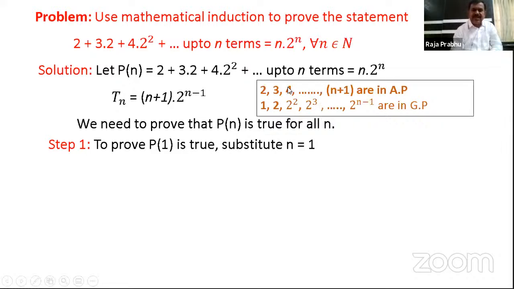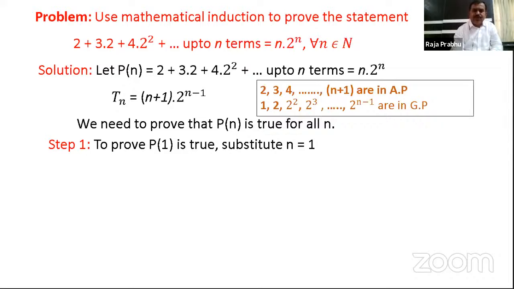Therefore, now the nth term of the series given here is the nth term of the AP, that is n plus 1, into the nth term of the GP, that is 2 to the power n minus 1. Therefore, the product of these two terms will be n plus 1 into 2 to the power n minus 1, the nth term of the given series. Okay, that is the first thing that you need to identify.